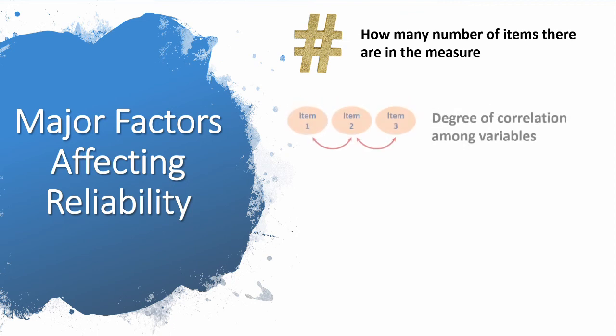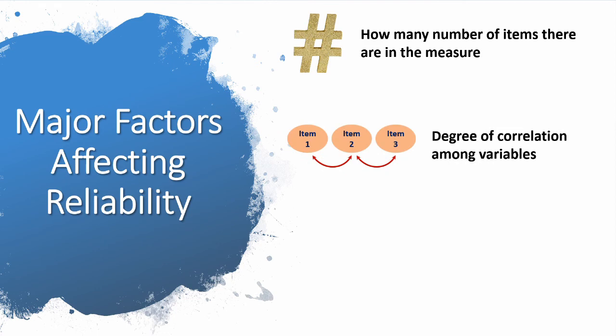The second factor that affects reliability is the degree of correlation among the items in the measure. If scores on items are completely uncorrelated, then your measure will lack reliability because in subsequent responses, there will be no consistency among the items. Therefore, it's best when scanning your measure to see if the items are asking about the same thing, but in different ways.